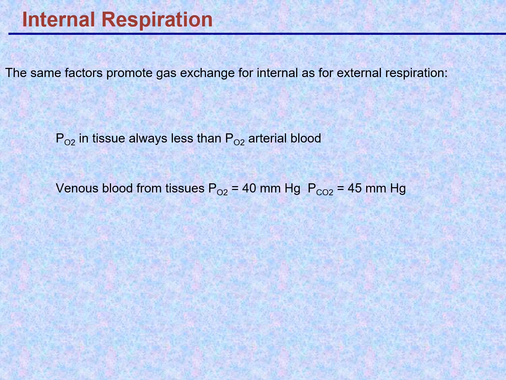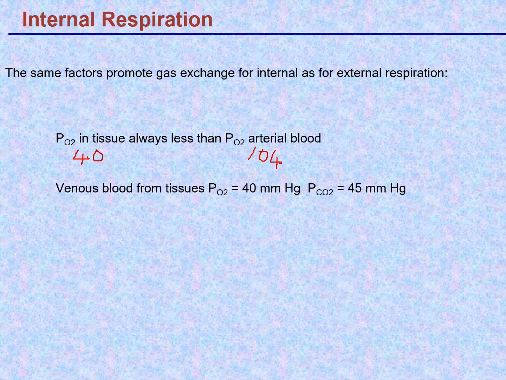Now let's move from external respiration to internal respiration. The same factors promoting gas exchange that were acting for external respiration act for internal respiration. In the tissues, the PO2 is always less than the PO2 in the arterial blood. Remember that the PO2 in the arterial blood is, of course, 104, and it's always millimeters of mercury. That's left unsaid, but it's 104. And in the tissues, it's going to be 40 or less, depending on how active the tissue is. In the venous blood, 40, because the tissue is 40.